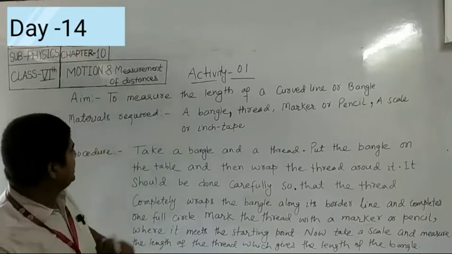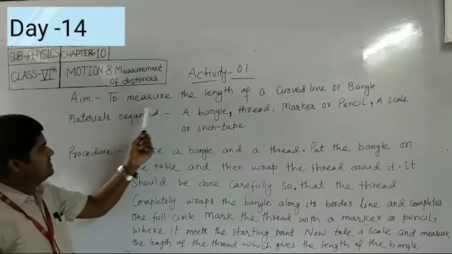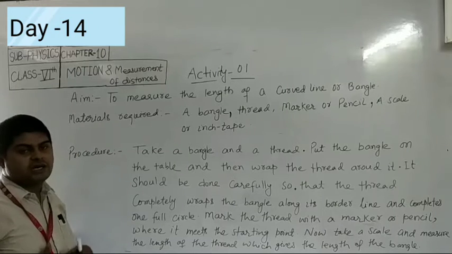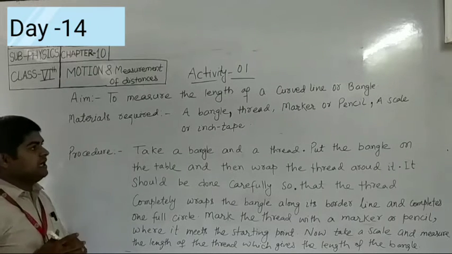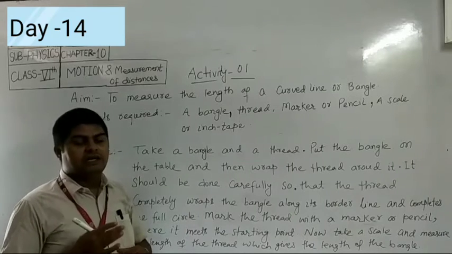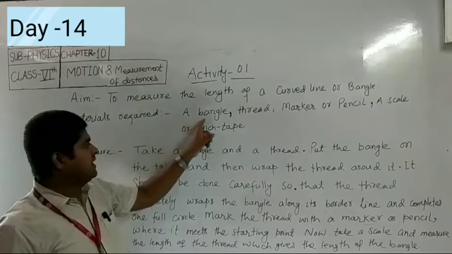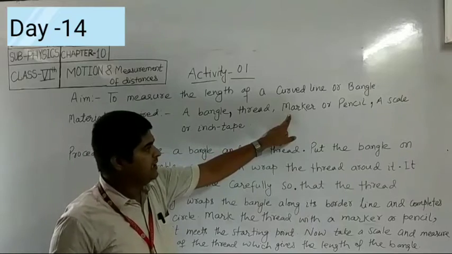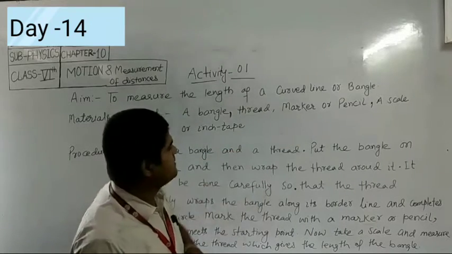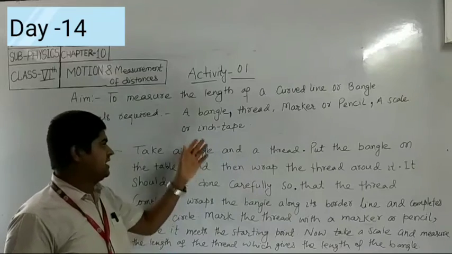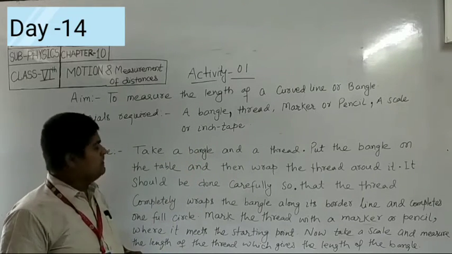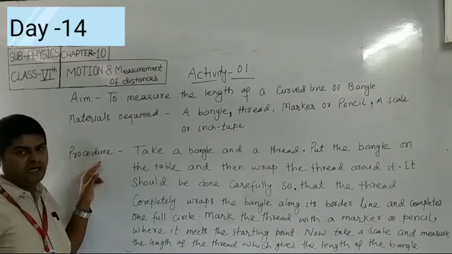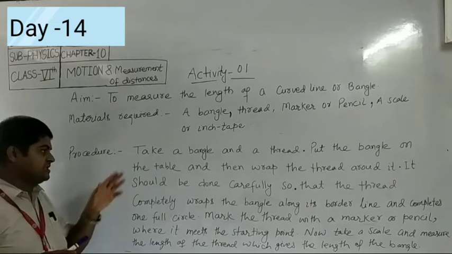Listen once again. The aim of this activity is to measure the length of a curved line or bangle or any other curved shape. Material required: if you want to measure the length of the bangle, you will take a bangle, thread, and a marker, or a pencil instead of a marker. A scale or inch tape, you will take any one of them. Now the procedure: how to measure the length of a curved line or a bangle. This is the procedure. So let us see.